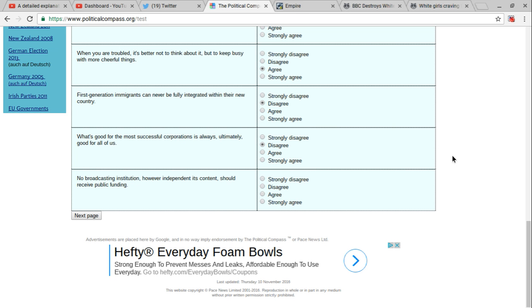No broadcasting institution, however independent its content, should receive public funding. I disagree because I remember growing up watching public access that was funded in a very, very public way. I do see how an individual could donate a large amount and potentially control a little of what they're going to say, but I still got to disagree. I think if they want to fund it, they can fund it. It's just I believe there more than likely probably needs to be a little bit of a cap on it.